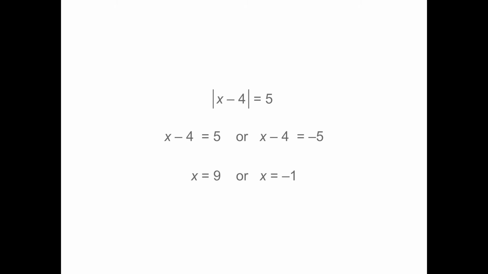Let's solve the equation absolute value of x minus 4 equals 5. First, remove the absolute value. To do that, set up two equations. The first equation is x minus 4 equals 5, while the other is x minus 4 equals negative 5, similar to the earlier example. Now solve each equation. X equals 9 or x equals negative 1.